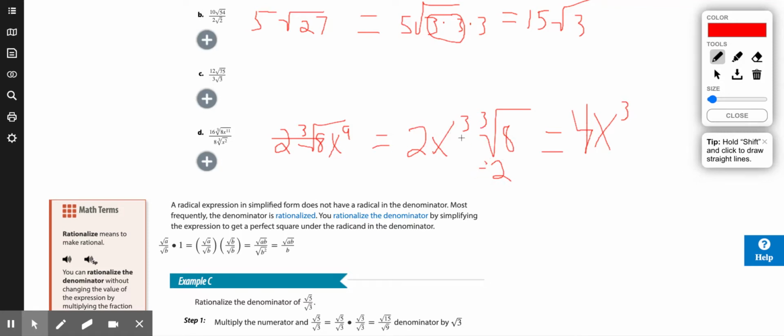Now, how did I get this x cubed on the outside? Well, the cube root of x to the ninth. Well, that's 9 x's multiplied times each other. Okay, and I need 3 to get out. Well, if there's 9 of them, that means there's 3 sets of 3. Okay, that means 3 x's came out, x cubed.